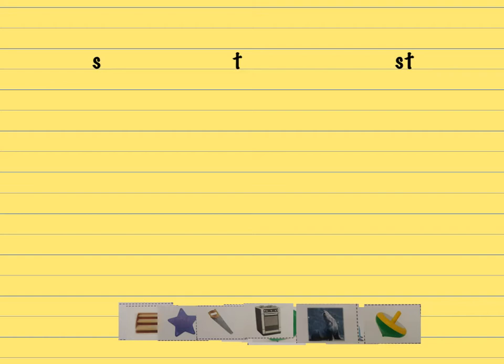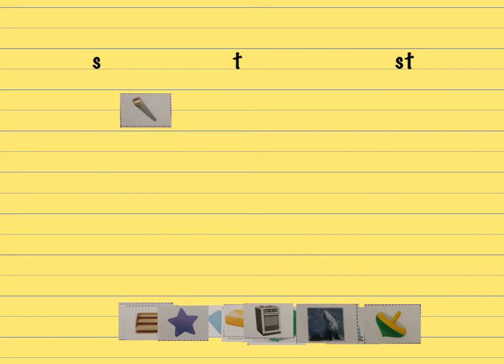In this sort, we'll be doing them by the beginning sound and blends. S by itself makes the S sound. T by itself makes the T sound. Put them together and ST blends to make the ST sound.